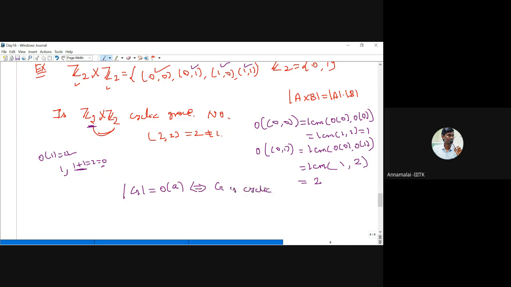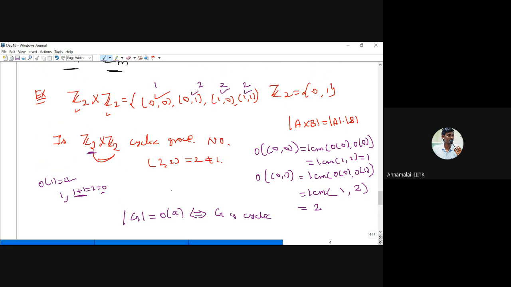This is only for the finite case. Suppose a group's order is the same as the order of at least one element, then the group is a cyclic group. Otherwise, it is not a cyclic group. Now we know that the order of the group is 4 because it contains 4 elements. But this group does not contain any element whose order is 4. The maximum order is 2. Therefore, we can directly say that Z2 cross Z2 is not a cyclic group, because it does not contain any element whose order is 4.